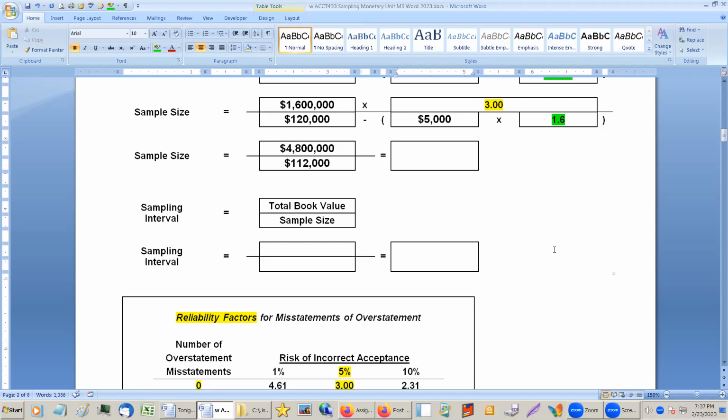Professor, how did you get 112,000? Take 120,000 minus these two. So this is minusing. Okay, thank you.